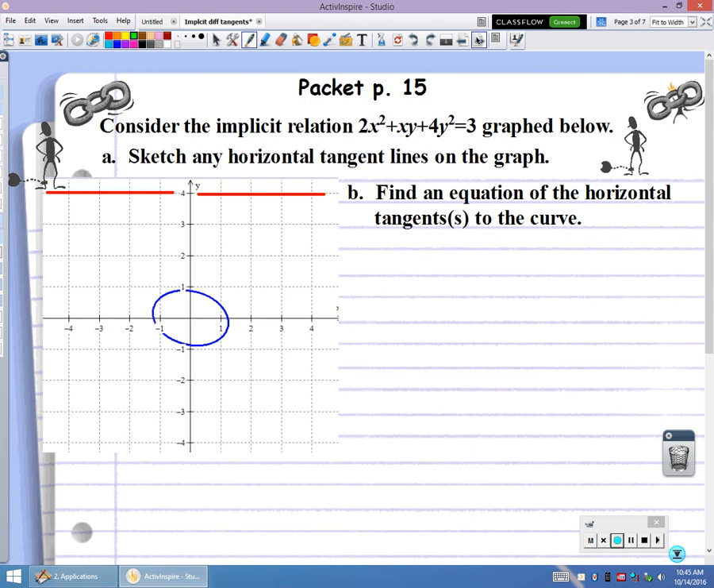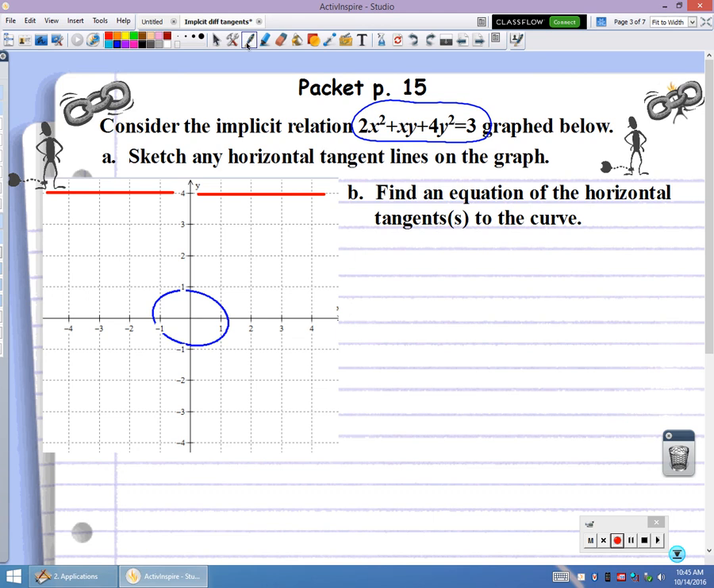In this problem, you've been asked to consider the implicit relation 2x squared plus 2xy plus 4y squared is equal to 3. And I have provided for you a graph, as you can see here. You can see here a graph which happens to be an ellipse.